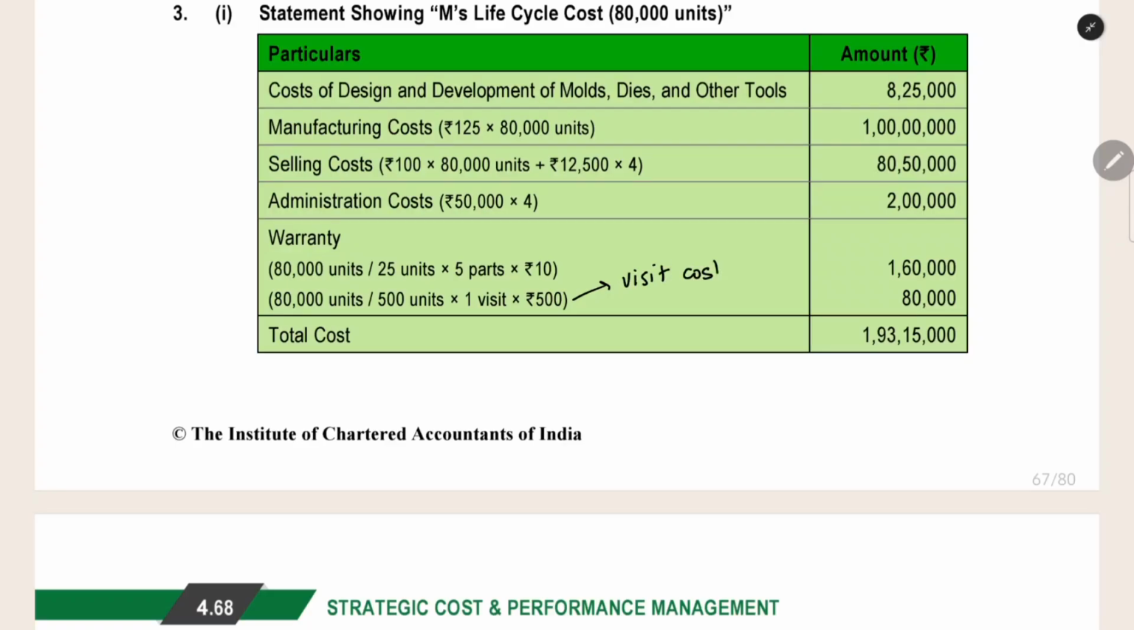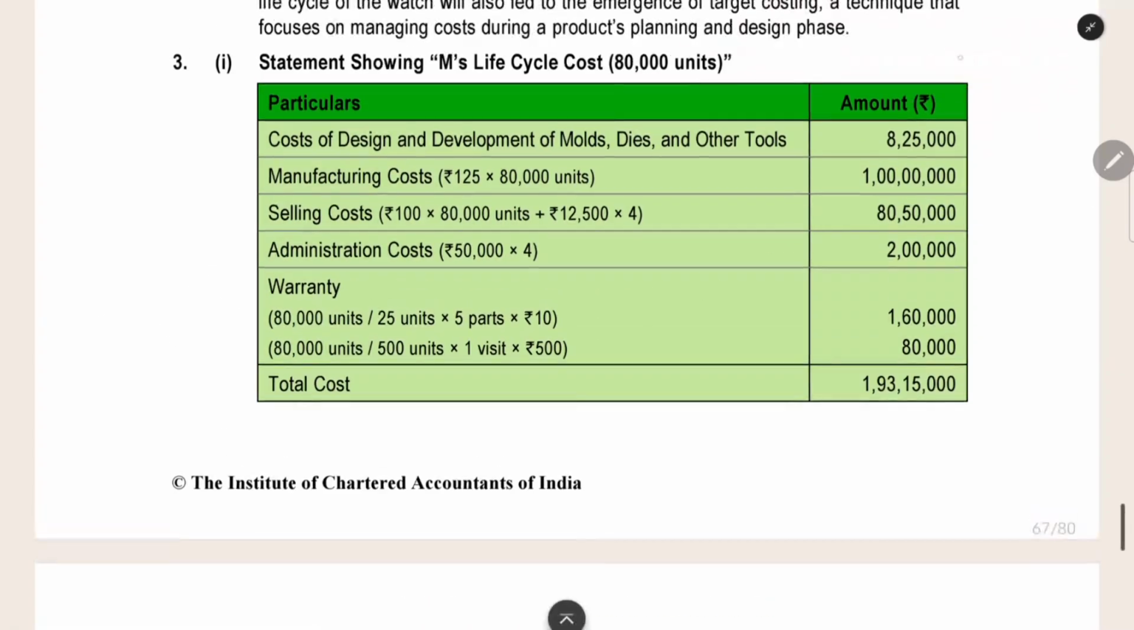For the visit cost, we are producing total 80,000 units. For 500 units, we have to do 1 visit. So, for 1 visit, how much is the cost? 500 rupees is the visit cost per visit. So, when you do this, you will get 80,000 rupees. This is the warranty cost. If you calculate all this and total, you will get the total cost of 1,93,15,000.